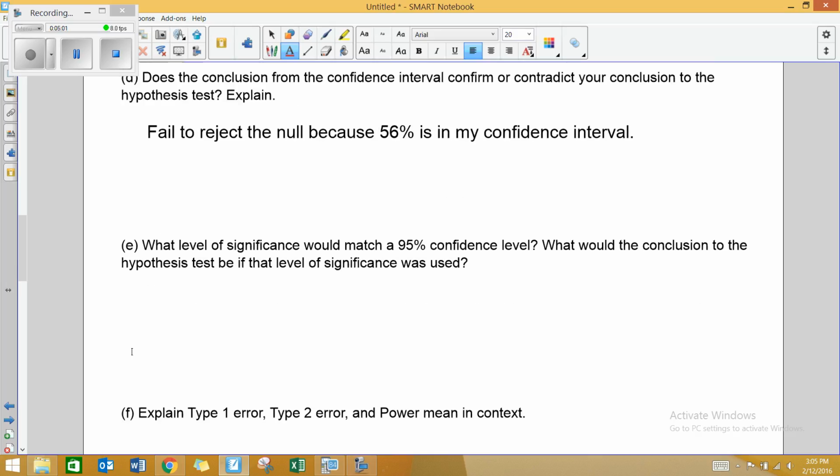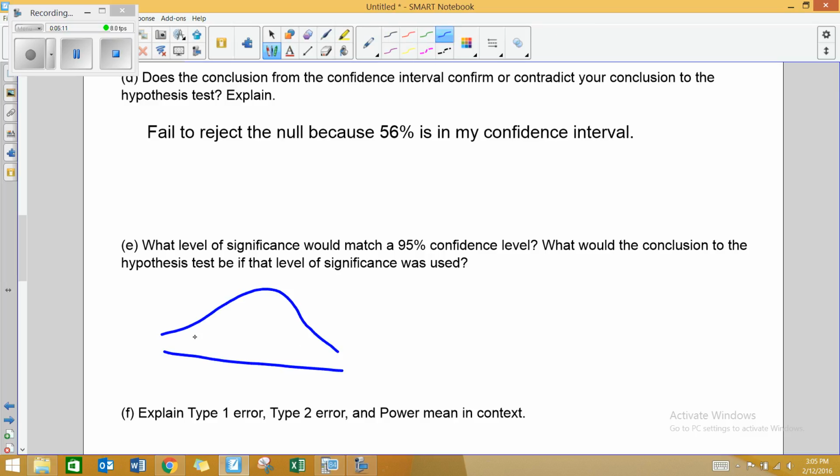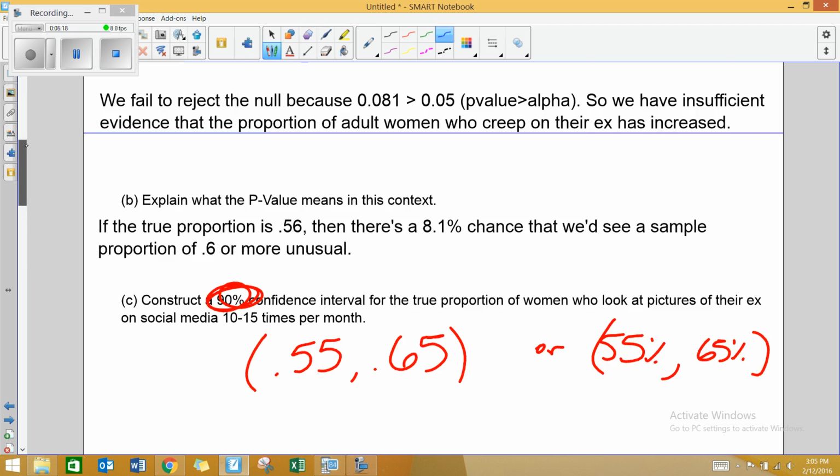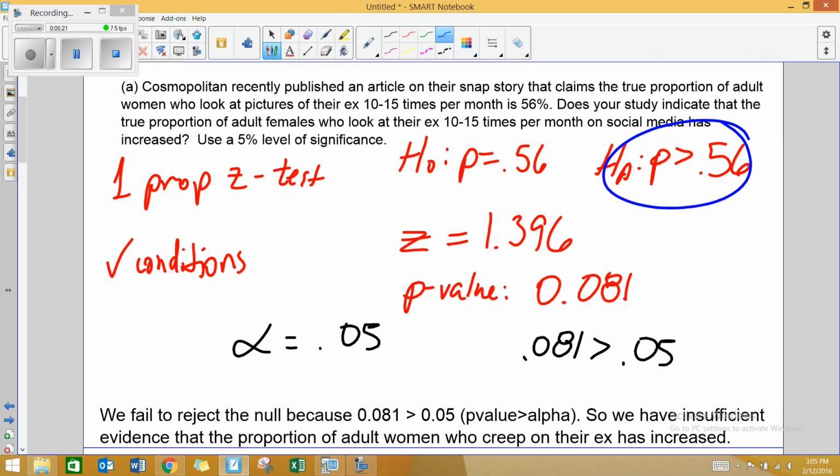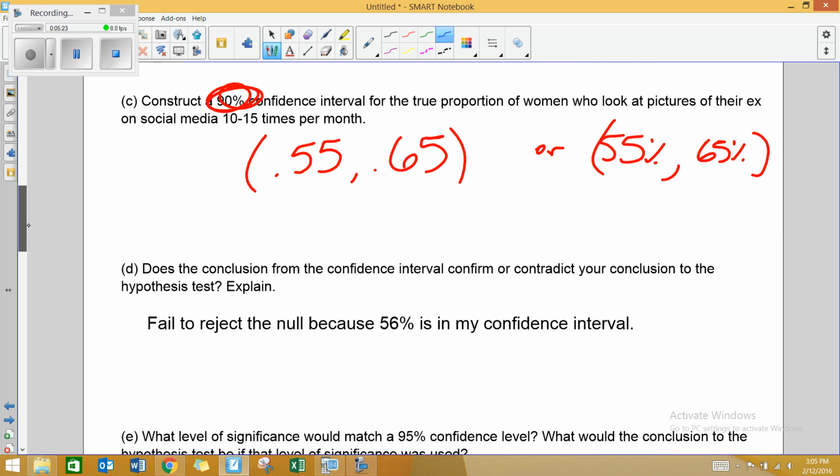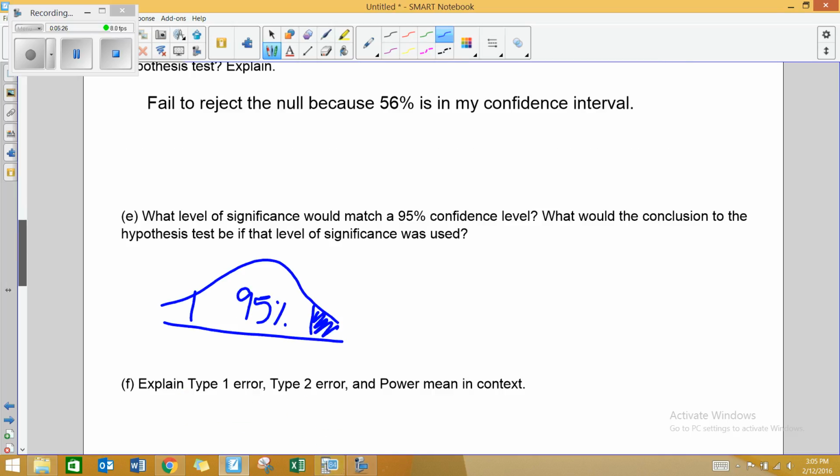And down here, what level of significance would match a 95% confidence level? So a 95% confidence level, if we sketch a picture, and this was a one-tail hypothesis test, right? We wanted to know had the proportion increased. So one tail, we were looking at the upper tail, which means all of this was my significance level, my alpha. So that means that alpha for a 95% confidence level would have been 0.025.